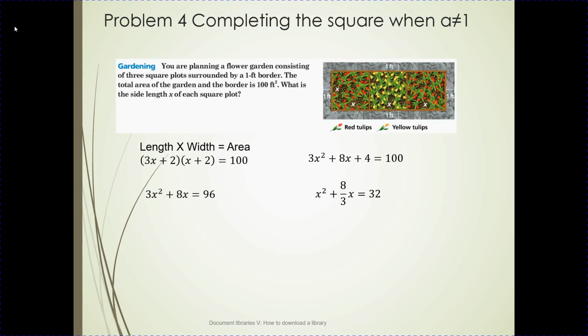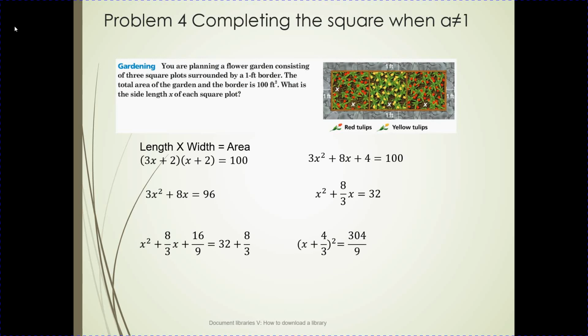So how can I make it a perfect square? By adding (b over 2) squared on each side of the equation. Our b is 8 over 3, so 8 over 3 divided by 2 will be 4 over 3. So (4 over 3) squared. You will add (4 over 3) squared on each side. So (4 over 3) squared means 16 over 9. Therefore, you will add 16 over 9 on each side. Then you will get (x plus 4 over 3) squared is equal to 304 over 9.